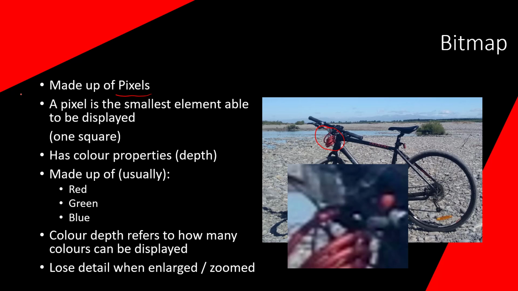And a pixel is an individual rectangle, a small element that is able to be displayed, basically sort of one square. And each pixel has different properties to it. It has what color it is, and that's usually made up of RGB, made up of the light spectrum: how much red is in there, how much green, how much blue. And that's what we term the bit depth. That color depth refers to how many colors can be displayed. We're going to look at some different examples of that in a little bit. And as I mentioned, they lose detail when we enlarge or zoom in.